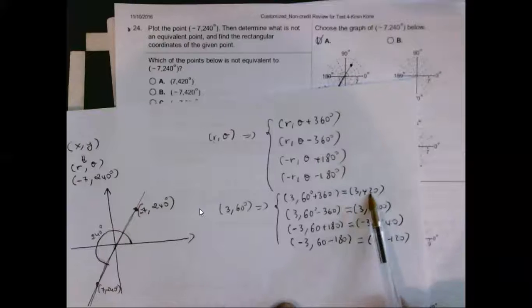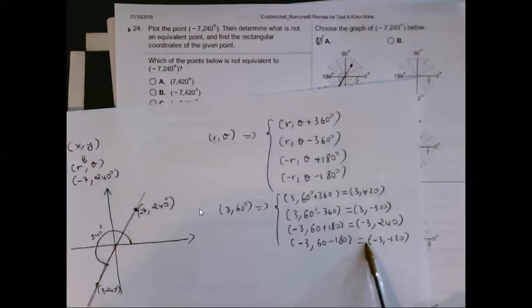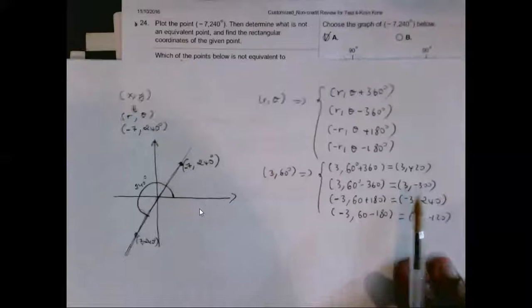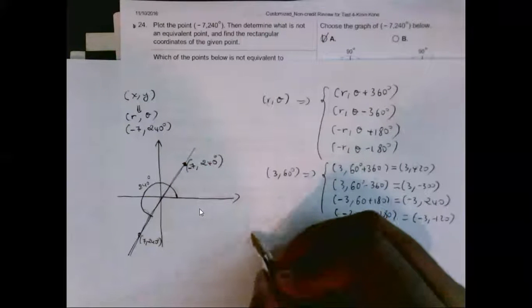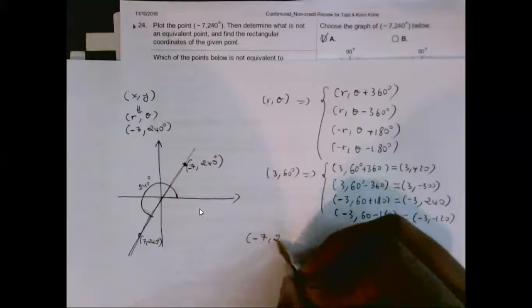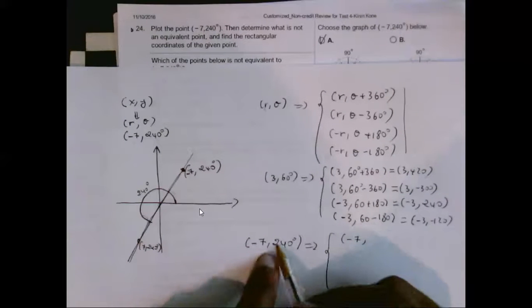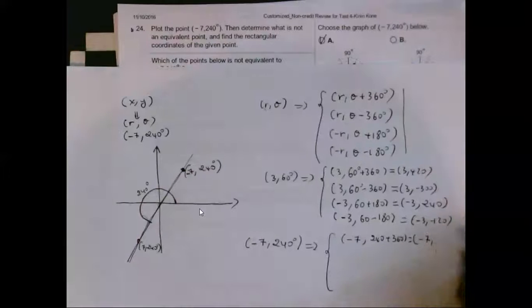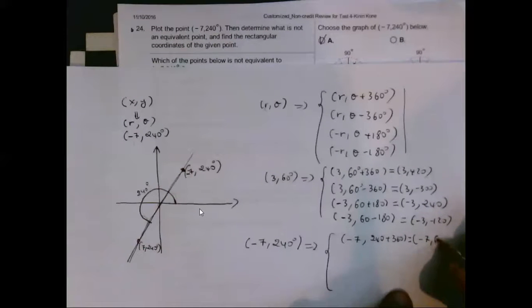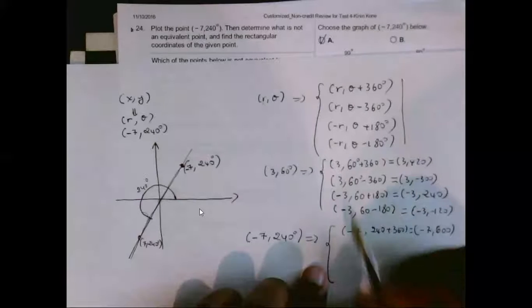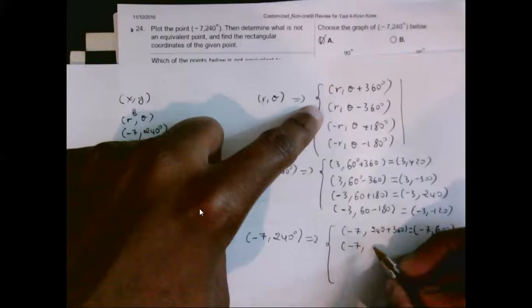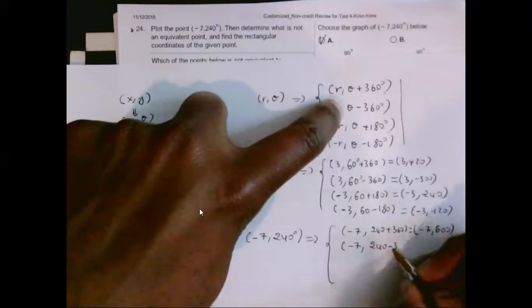So to come back to our particular example, in this problem we're looking for negative 7, 240 degrees. Applying our formula, you take r, which is negative 7, you take theta, which is 240, and you add 360 to it. When you do that, you get 600. Next, you take r, negative 7, and theta, 240, and you remove 360 from it, and that will give you negative 7, negative 120.